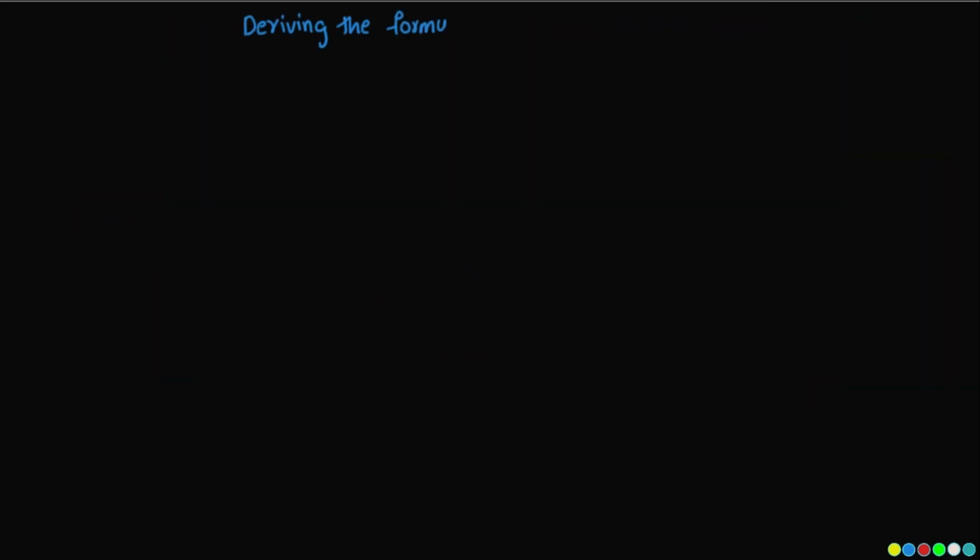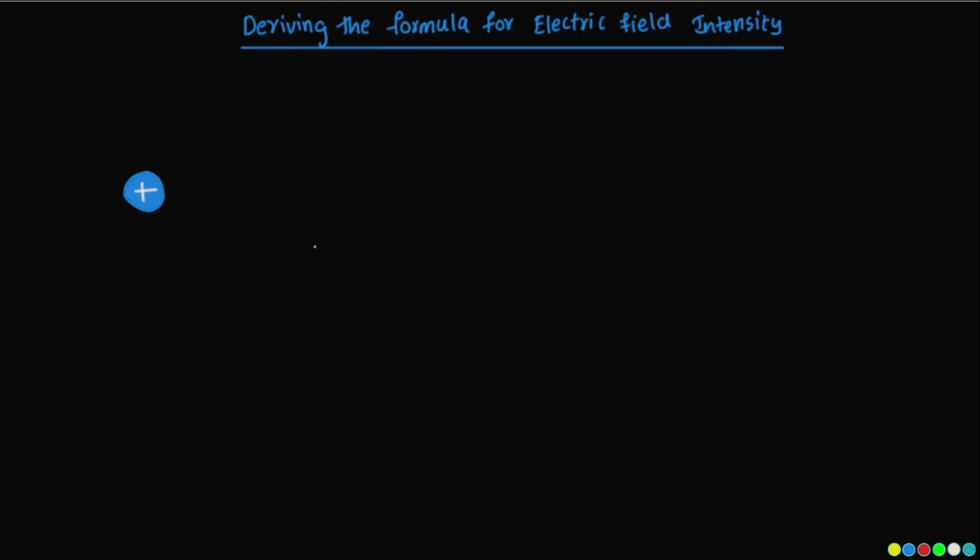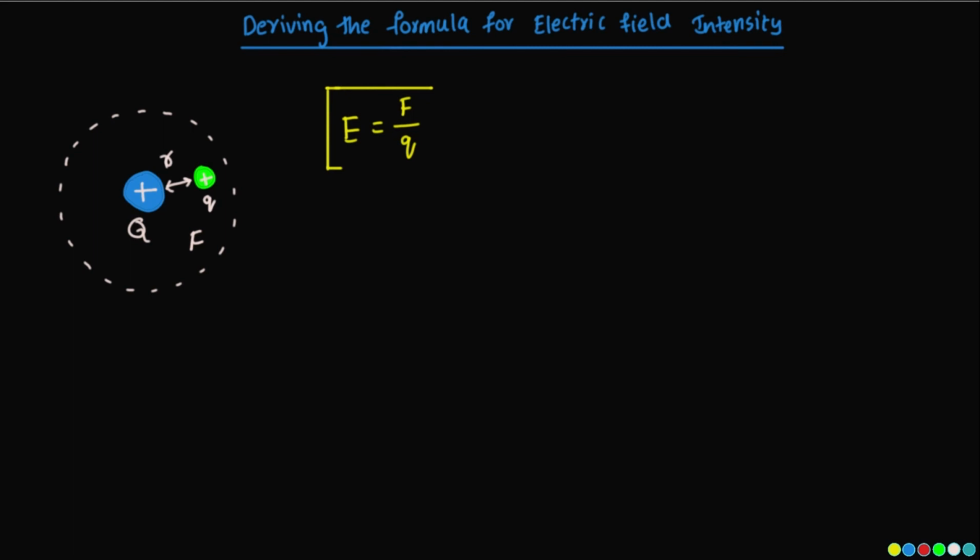Deriving the formula for electric field intensity. Let's derive the formula for electric field intensity. Consider a big positive charge, Q, which creates an electric field around it. Now, bring a positive test charge, q, inside the electric field of charge Q, at a distance r from its center. As we learned earlier, the electric field intensity, E, is equal to the force, F, experienced by the test charge q divided by the charge q itself, E equals F over q.